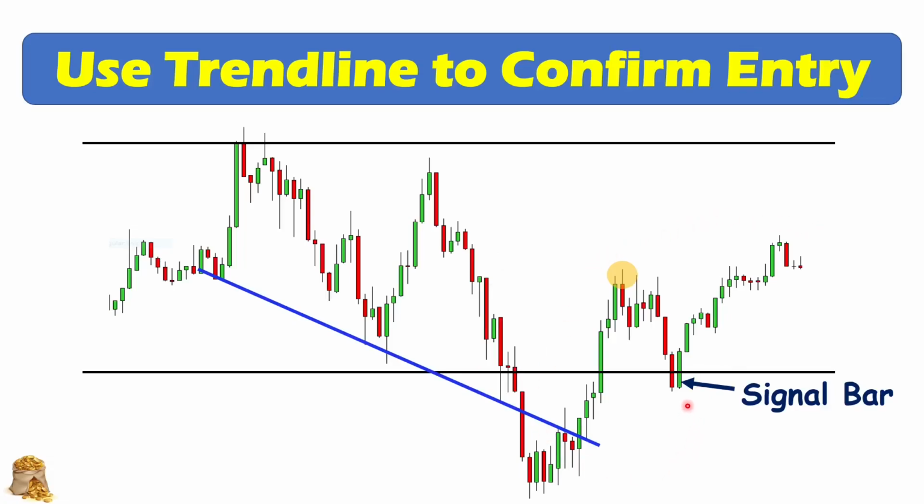To confirm the entry, you can use the trend line again. The same logic. There are two highs here, and then there's another high, so we draw a trend line to connect these three points, and then we can see that the market goes to test this top trend line again. So that's why this trend line can confirm and increase the probability of a valid entry.